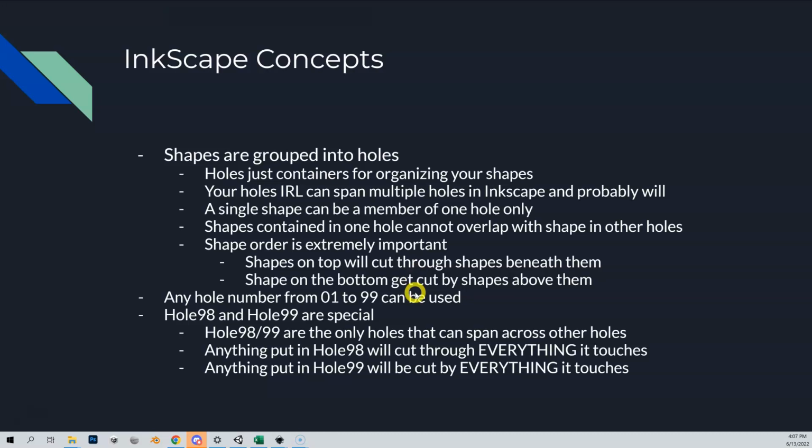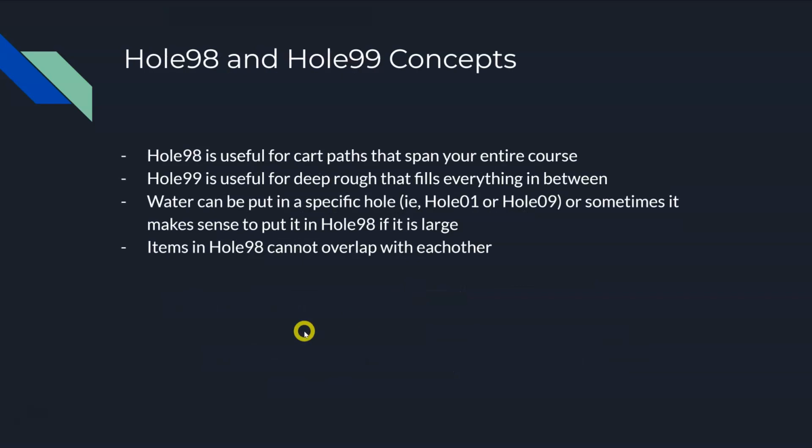Now, if that doesn't make sense to you, let's try to clear this up a little bit more. Hole 98 is going to be really useful for cart paths, because your cart paths tend to go over your entire course and you can't contain them to a single hole. A cart path might span 5, 6, 7, maybe all of your holes. So putting them in 98 is very useful because it'll be on top of everything in your course, and that shape will cut everything underneath it. Now, hole 99 is useful for filling the gaps between your holes. So if you have hole 1 and 2, hole 99 is useful for filling the gap between those holes, and it's typically what we call deep rough.